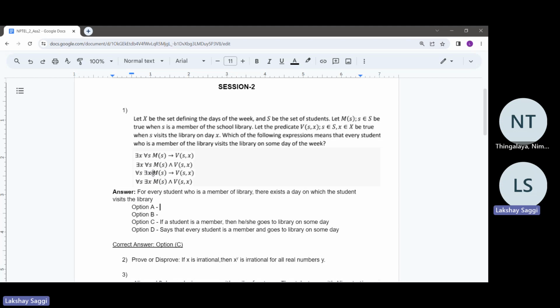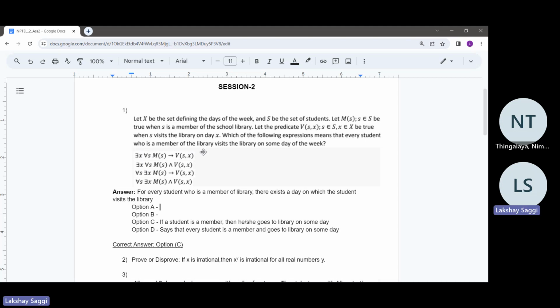So first of all, a heads up that changing the ordering of these quantifiers can change the meaning of the whole expression. So be careful with that. So option A and option C may or may not be equivalent. It's not a guarantee that both of these will be equivalent. So we'll just see what option A is trying to say here. In option A, the there exists X quantifier comes first, right? So what this means is that there exists a day X such that for all S, M of S implies V of S comma X, right?